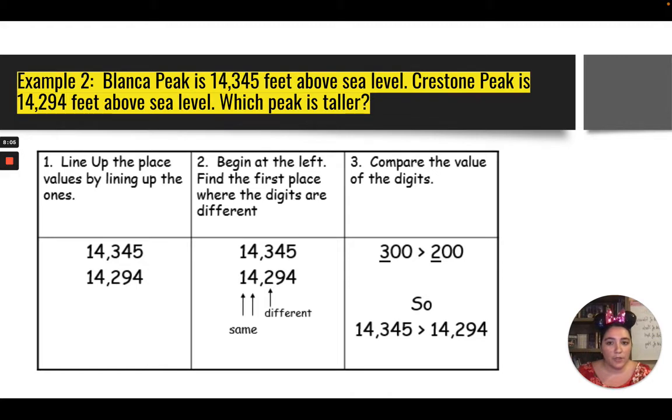Because if, for example, you had the first number, 14,345 and 94, and you put the 9 to line up with the front, struggle bus. So we line them up by the ones column. Begin at the left then. After they're lined up, find the first place where the digits are different.